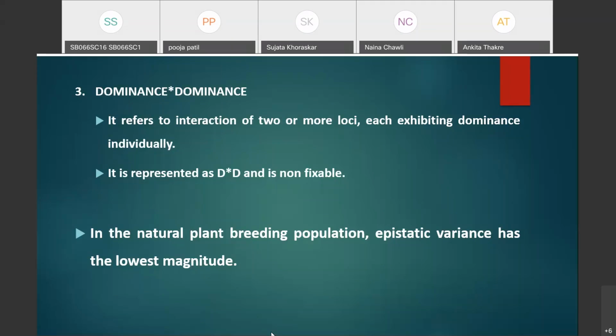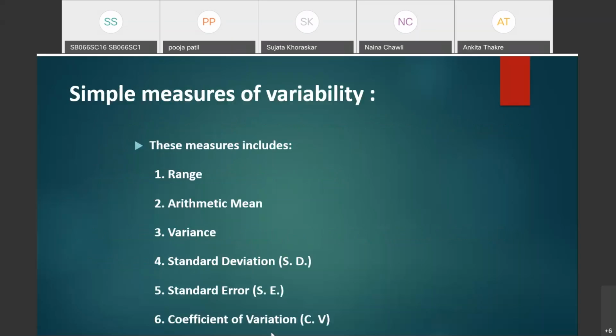In the natural plant breeding population, the epistatic variance has the lowest magnitude. That is another important thing regarding the epistatic variance. That is about the assessment of variability. We have discussed the different types of variance in the populations.